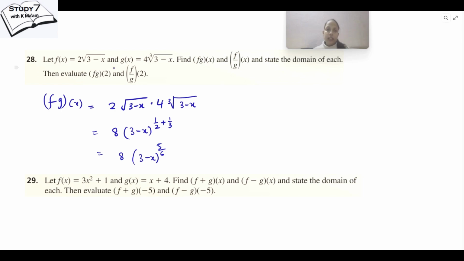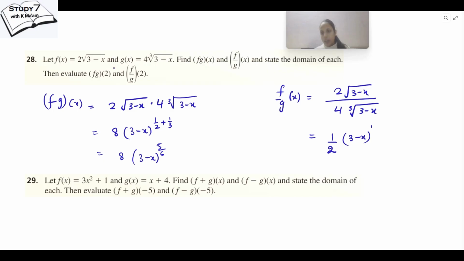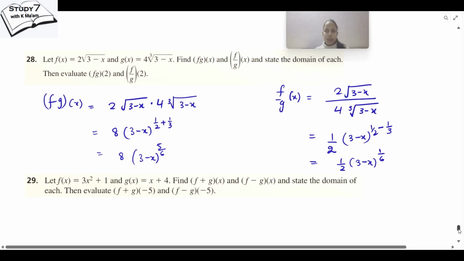If you start the divide, f over g of x. f of x is 2 square root 3 minus 6. That's over 4 cube root 3 minus 6. 2 over 4 is 1 by 2. And then bring this term to the top. 3 minus 6 to the power half minus 1 by 3, which is 1 by 6. So it is 1 by 2 times (3 minus 6) to the power 1 by 6. You can substitute 2 here and calculate the remaining. Okay?